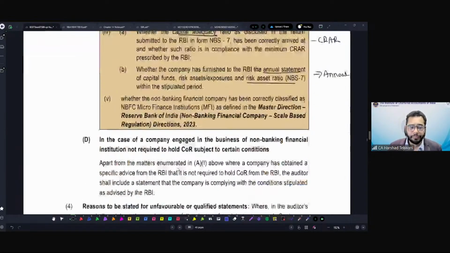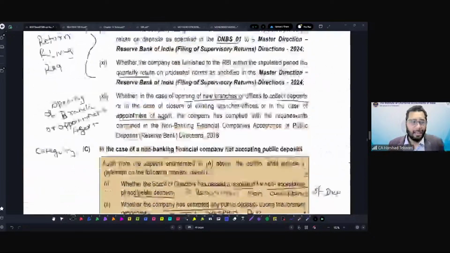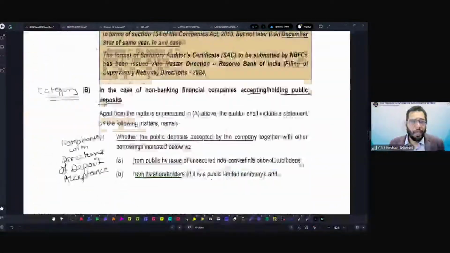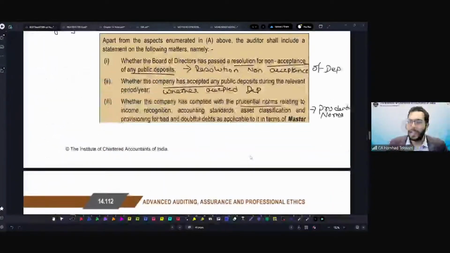And then you have an annual return, again return requirements. That's it. And there is one more requirement with respect to the classification of MFI, because MFI has a separate set of regulations apart from scale-based regulation. This is a specific class of NBFC. So that's why classification of MFI is required to be done. There is a separate regulation for the MFI, directions for the MFI. So this was the ABC classification: B for the deposit, A for all in general, and C specifically for non-deposit, just to make sure they are not accepting deposits.